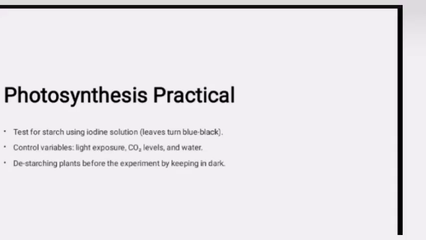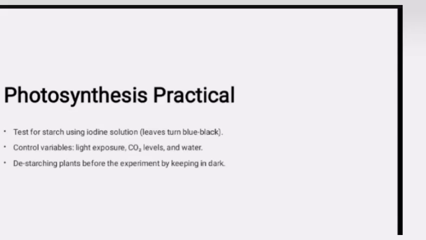So once you pour iodine in a starch solution, it is going to turn what? Blue black in color. So if photosynthesis has occurred, it means glucose has been produced. Now once you pour iodine on that leaf, it is going to turn to the what? Blue black color. It will now confirm photosynthesis.